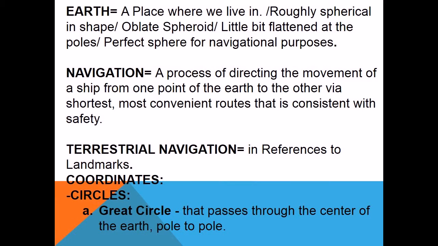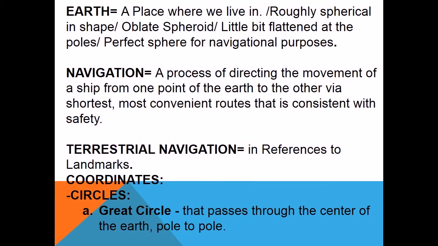Earth, the place where we live in. Roughly spherical in shape, an oblate spheroid or a little bit flattened at the poles, but a perfect sphere for navigational purposes. Navigation: a process of directing the movement of a ship from one point of the Earth to the other via the shortest, most convenient routes that is consistent with safety.